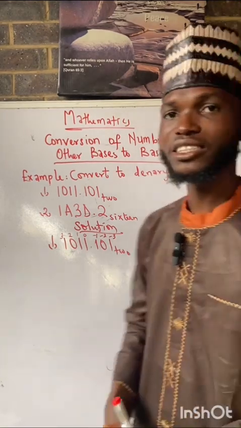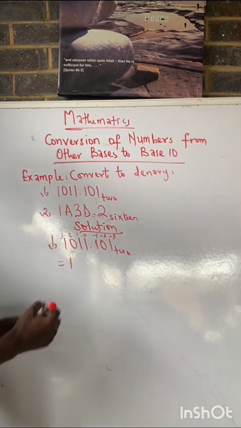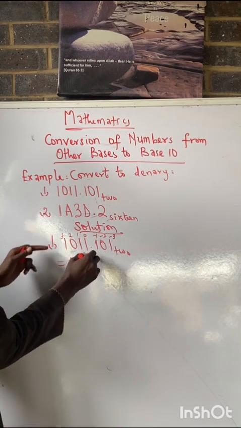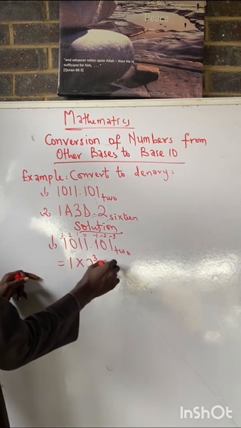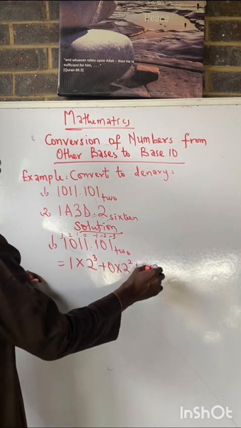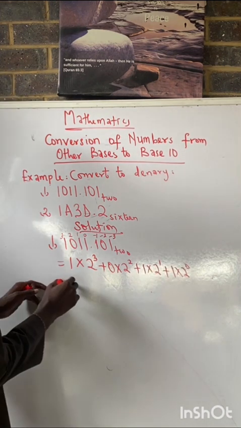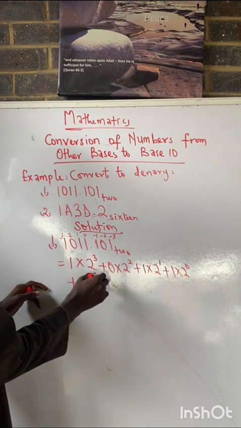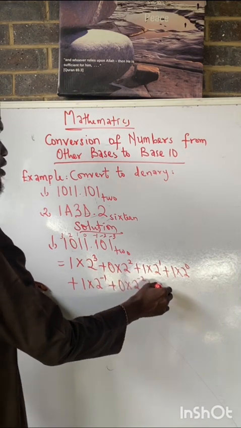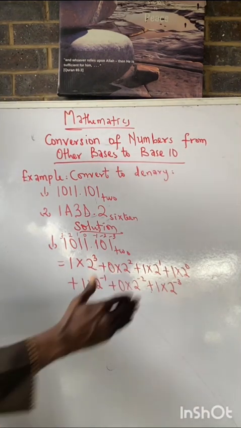Now, the next thing is to simplify the way you normally do. That's 1, the first digit, times your base, which is 2, raised to the power of 3, plus 0 times 2 to the power of 2, plus 1 times 2 to the power of 1, plus 1 times 2 to the power of 0. Continue like that. Plus 1 times 2 to the power of -1, plus 0 times 2 to the power of -2, plus 1 times 2 to the power of -3.